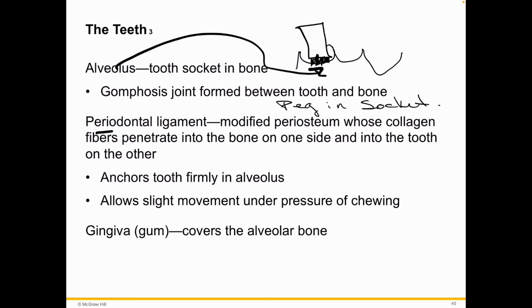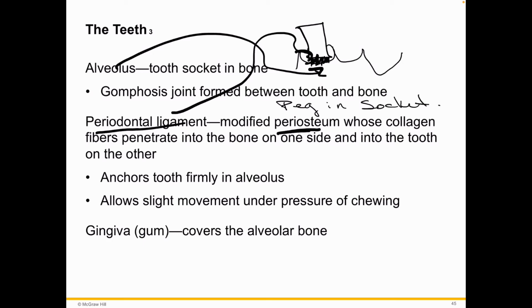The connective tissue that's holding it together is the periodontal ligament. So that's that little black part that I tried to shade in here. That's the periodontal ligament. What it is, it's generally like periosteum, whose collagen and fibers are modified a little bit. So they actually go into the bone on either side and hold it together. So it holds the tooth pretty firmly in the alveolus for the most part.